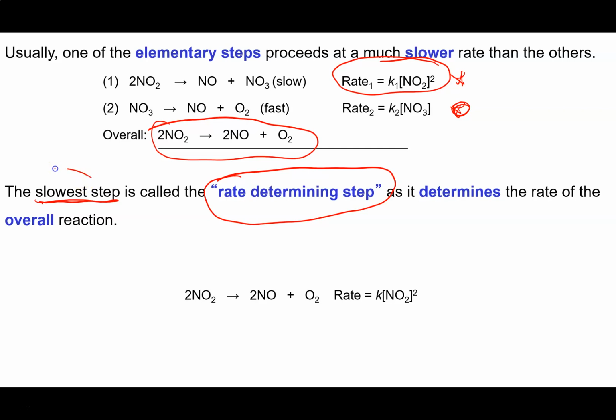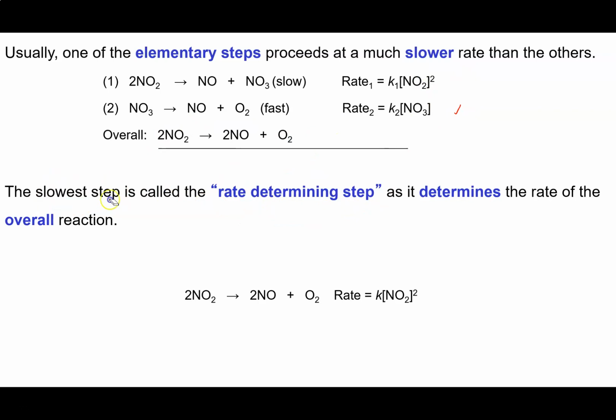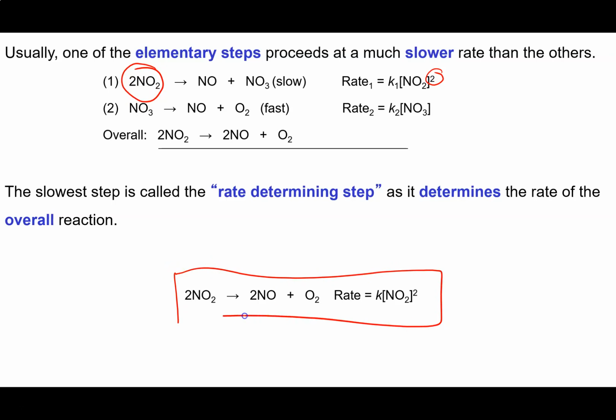So the slowest step, the rate determining step, the rate law of that step will be the rate law for the overall reaction. So in this case, the rate law for my slowest step is that it is second order in NO2. So the rate law for my overall reaction is just equal to my rate law for my slowest step, because this guy is so fast, it's kind of irrelevant.